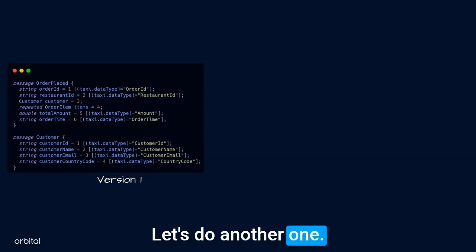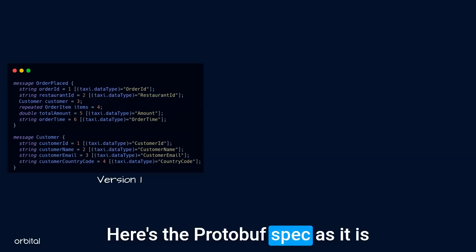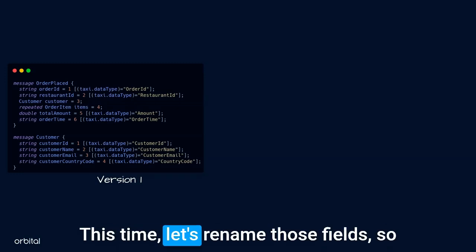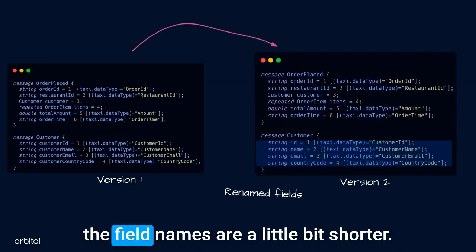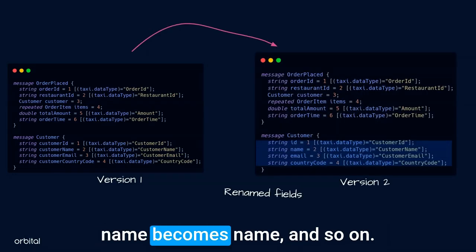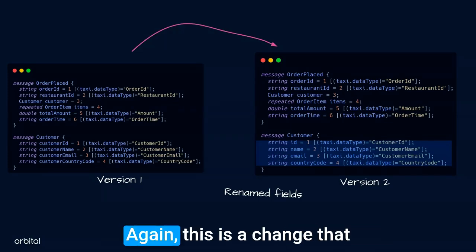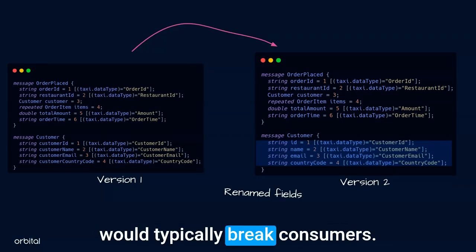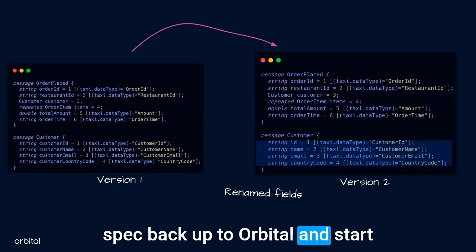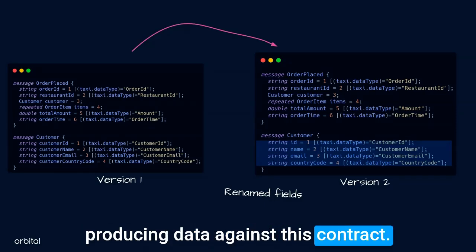Right, let's do another one. Here's the Protobuf spec as it is now, with our customer data nested. This time, let's rename those fields, so the field names are a little bit shorter. Customer ID becomes ID, customer name becomes name, and so on. Again, this is a change that would typically break consumers. So let's publish the updated spec back up to Orbital and start producing data against this contract.